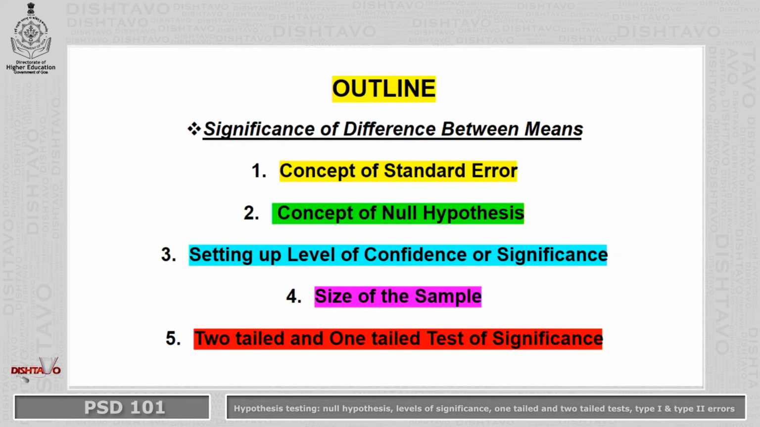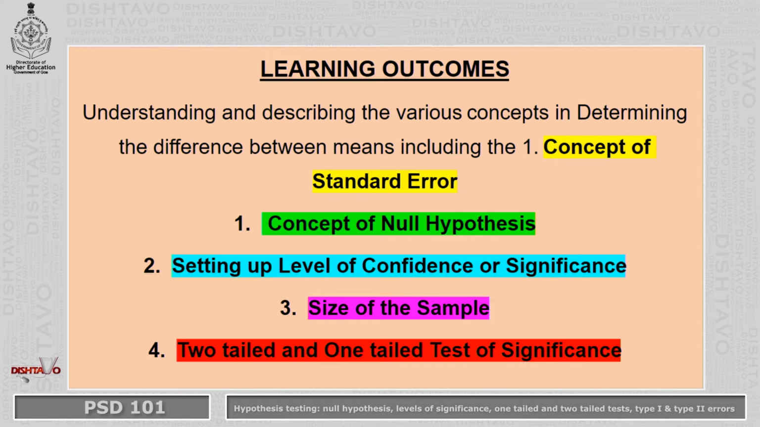In this module, we will cover the significance of difference between means, and we will also learn the concepts of standard error, null hypothesis, levels of confidence or significance, size of the sample, two-tailed and one-tailed levels of significance. We'll also be able to understand and describe the difference between means, the concept of standard error, null hypothesis, levels of confidence, size of the sample, two-tailed and one-tailed test of significance.